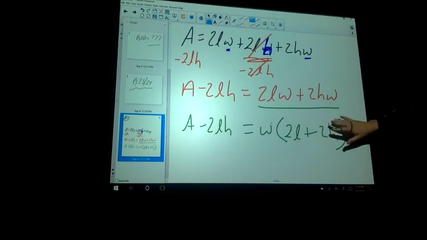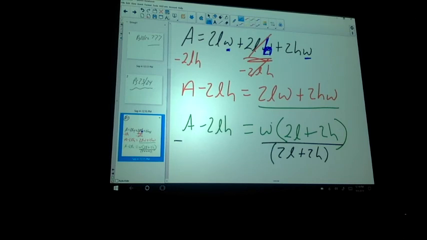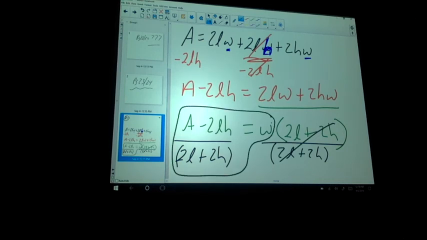And then I'm going to divide this whole quantity here. Good. It's going to cancel, so this is what W is equal to. Done.